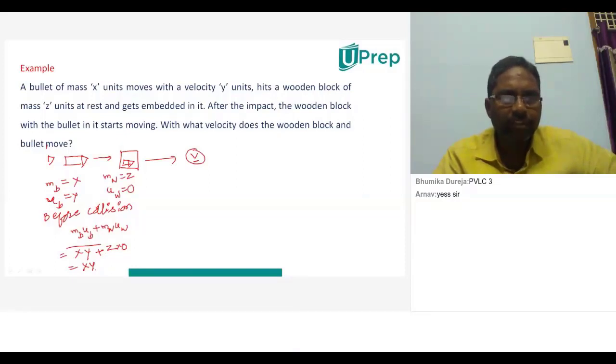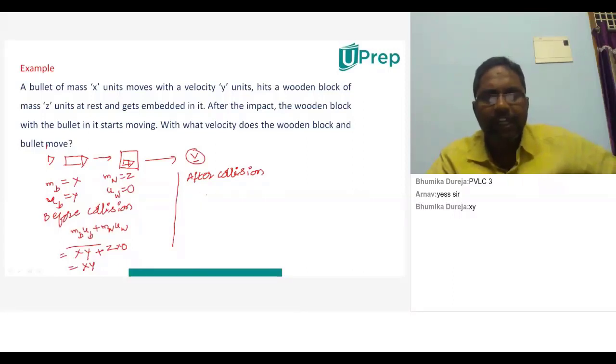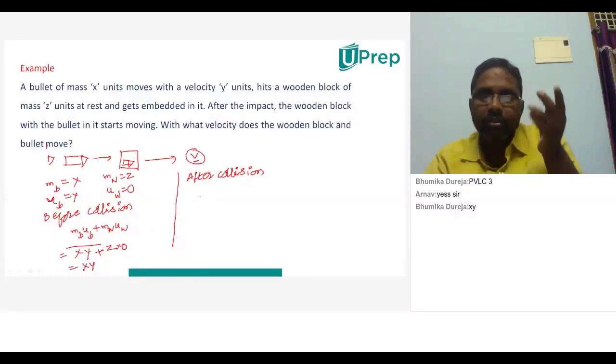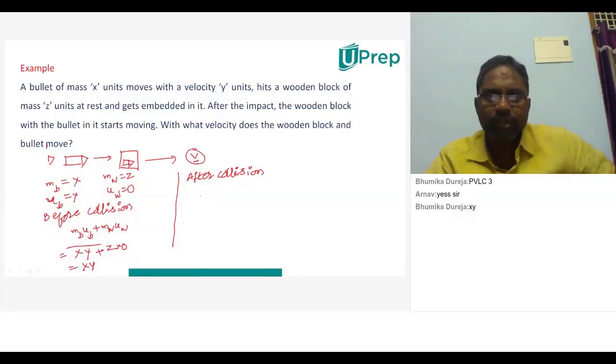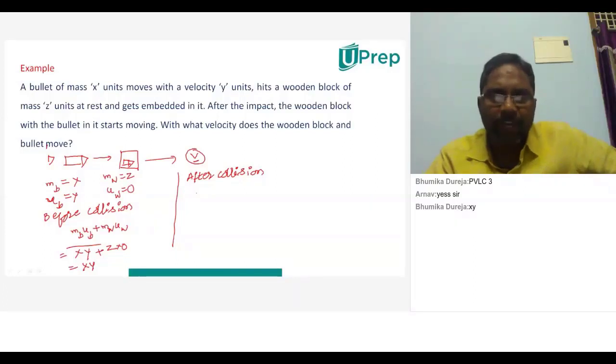X, Y. Okay. Sir, after collision, since they have a common velocity, it will be the same. So after collision, the momentum I am writing now. After collision, both are embedded as one object only, no? Now, how many objects are there after collision, Arnav? Sir, one. What is there? Wooden block. In that, is the bullet there or not? Yes, sir.